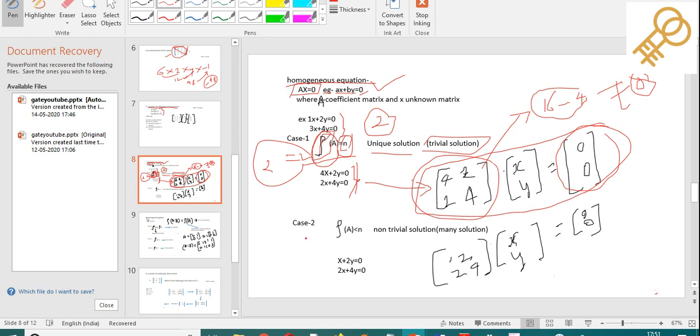So let us discuss case number 2. Case number 2 tells that if the rank of the matrix is less than the number of variables, in that case you will have a non-trivial solution, that is many solutions. So for example, suppose it is given that x plus 2y is equal to 0 and 2x plus 4y is equal to 0. So the whole equation can be represented in matrix form like this.